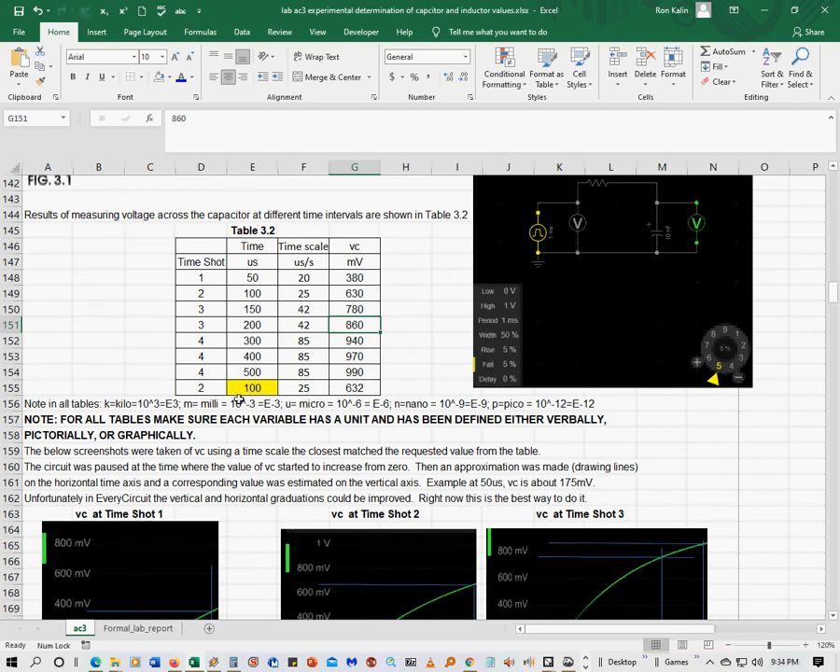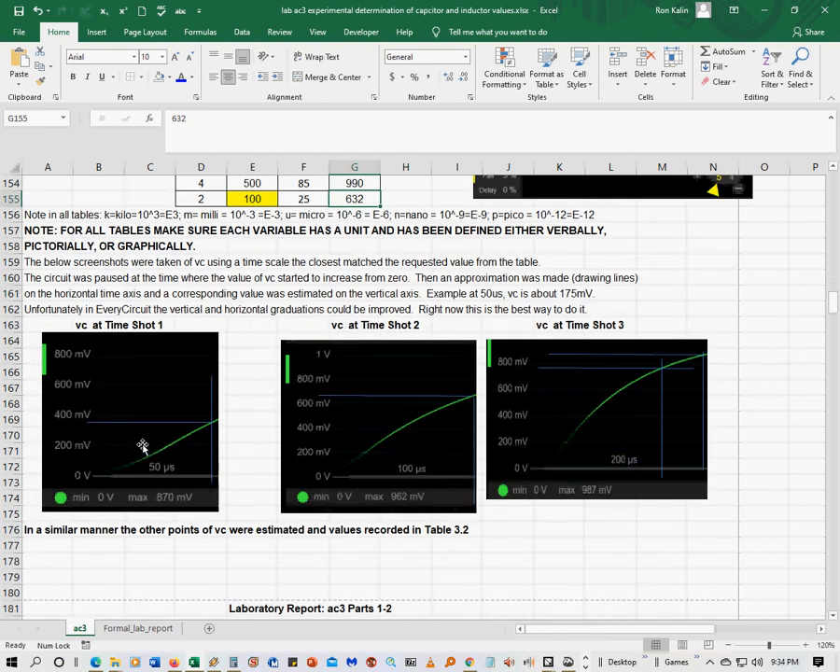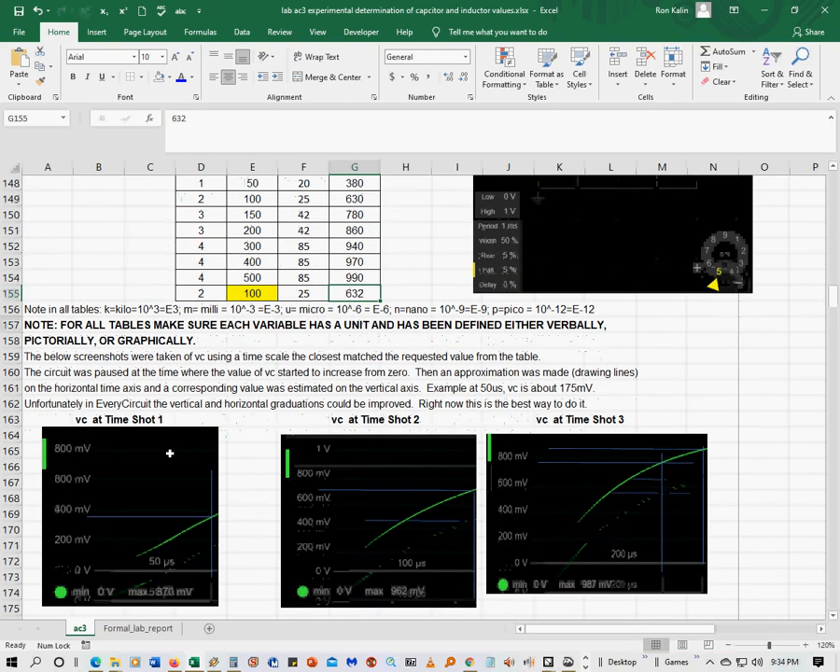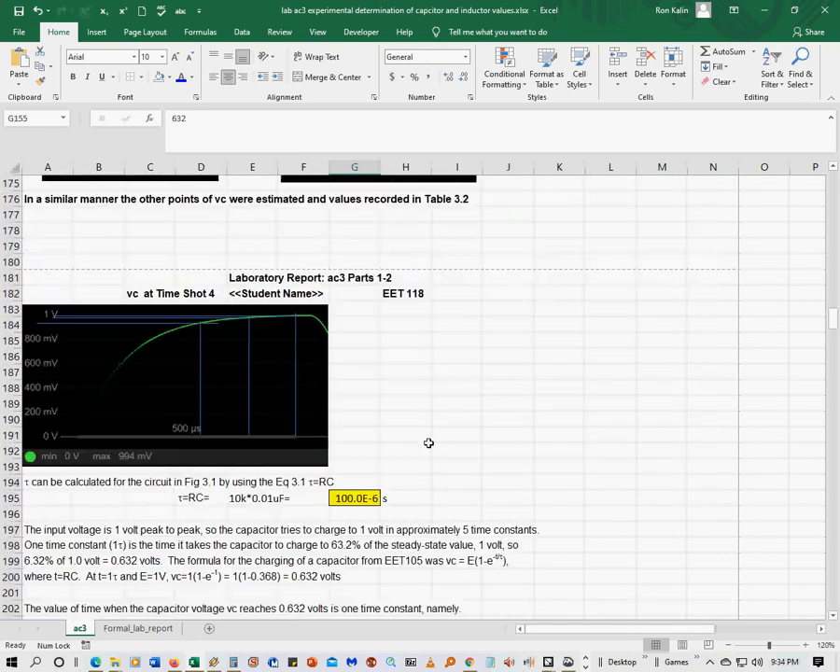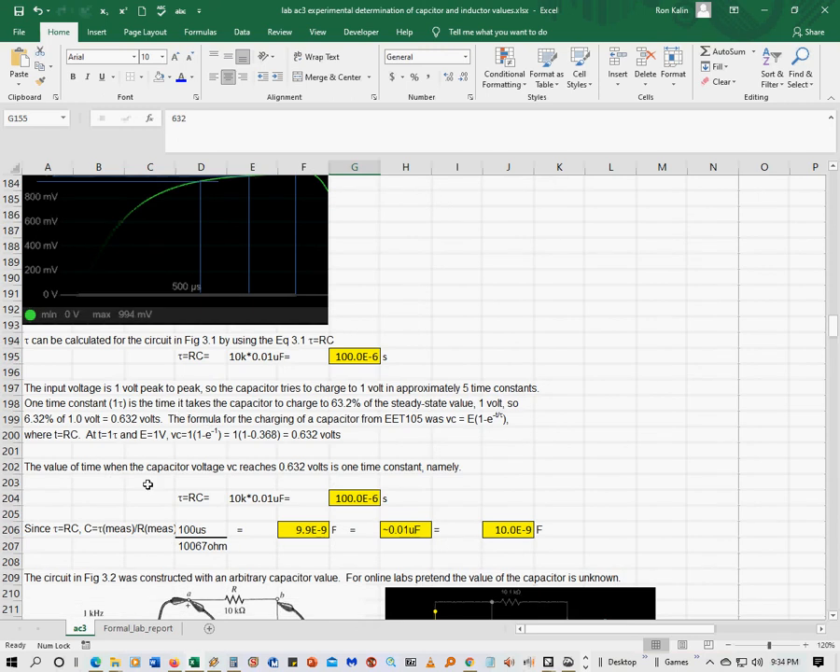And then, guess what? At 100 microseconds, it's 632 when you do the calculation, which is exactly one time constant. So this one here is showing you one time constant. So then you go on, and this is the important part of the formal lab.